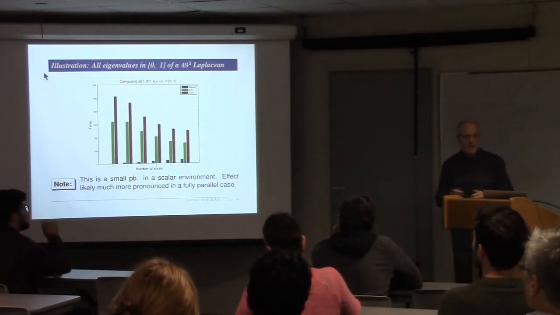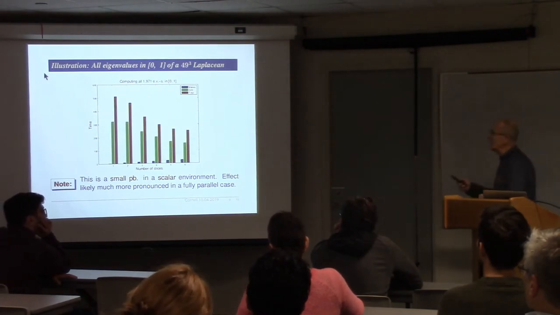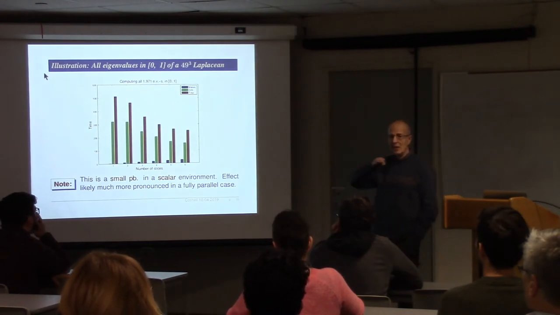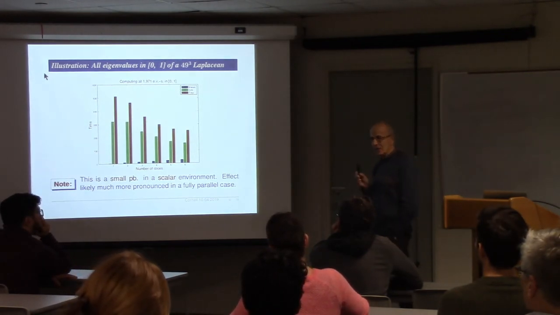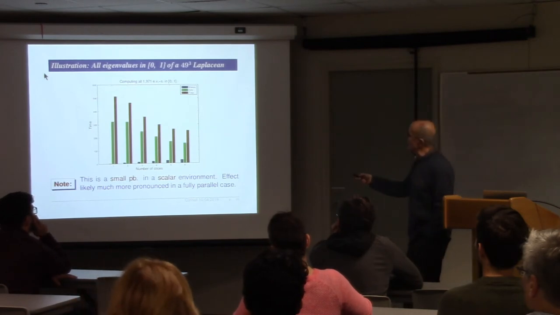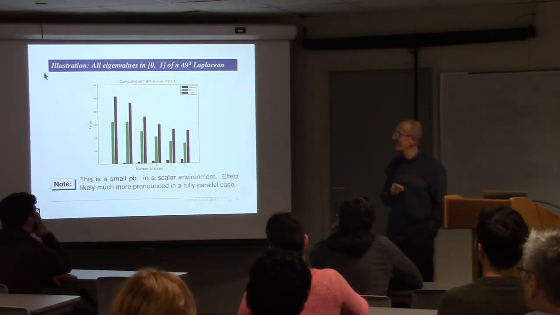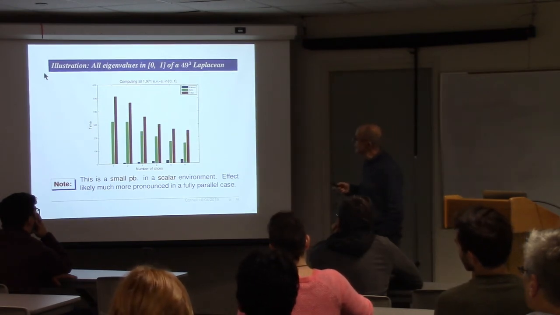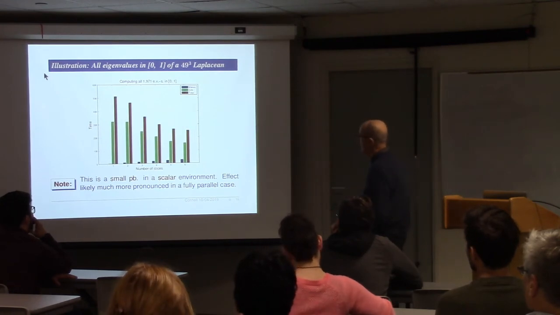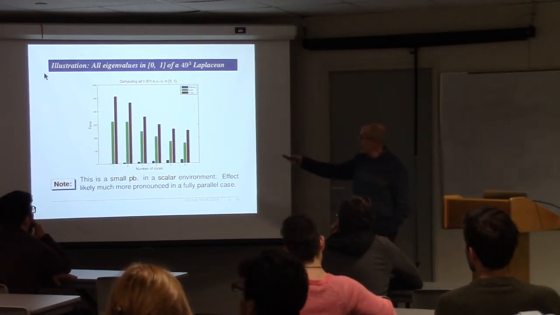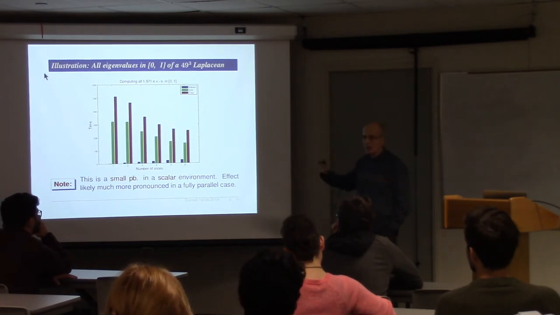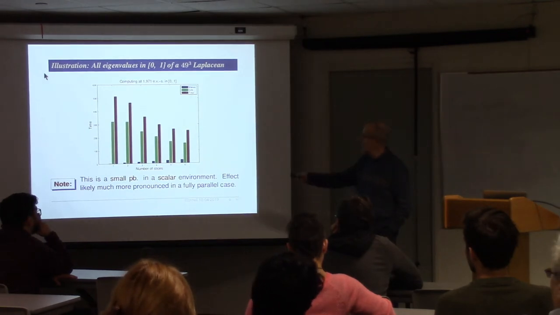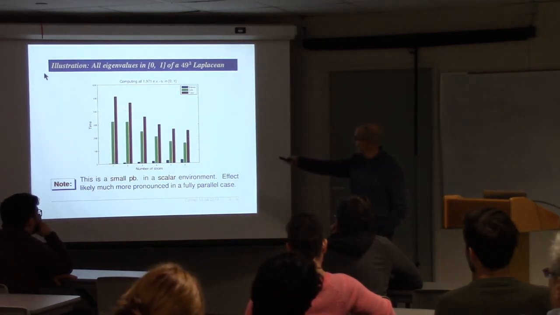Okay, so to get an idea of what I just said, here's a very simple example. Take a 49 by 49 grid Laplacian, finite difference, regular grid, a very simple Laplacian, and compute all the eigenvalues in the interval [0, 1]. That's the problem. It turns out there are close to 2,000 eigenvalues there, 1,971 or something. And this is on a scalar machine. There's no parallelism at all here, just one scalar machine. And this is one slice, two slices, three slices, six slices. And this is the cost. As you see here, the cost goes down.